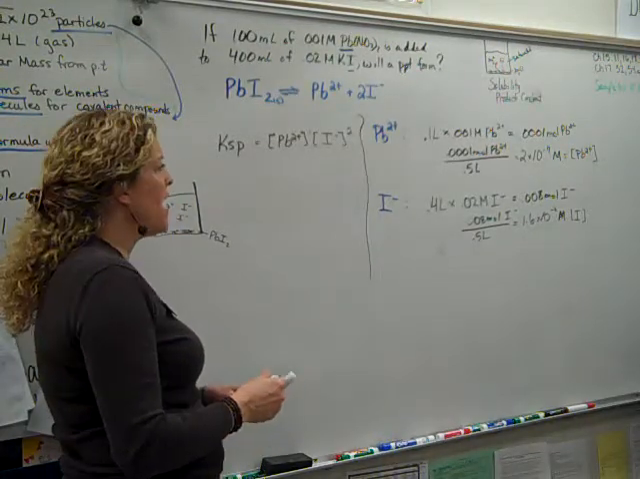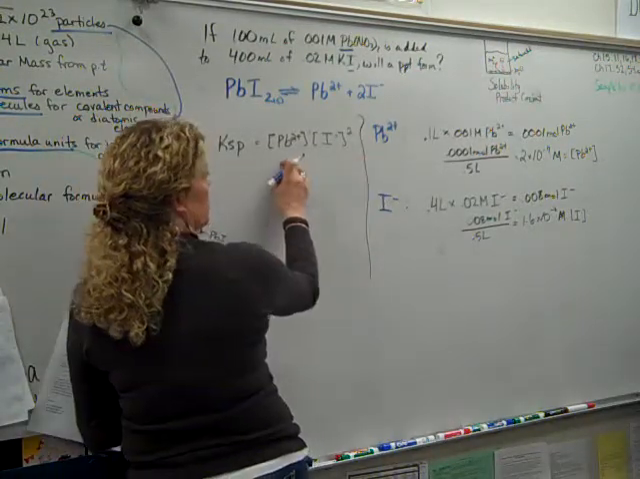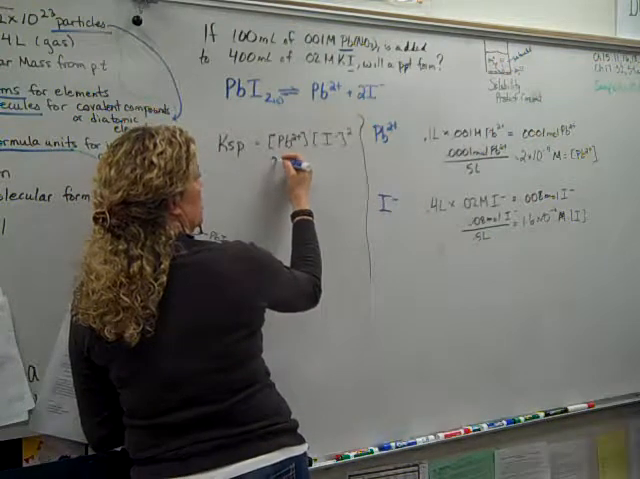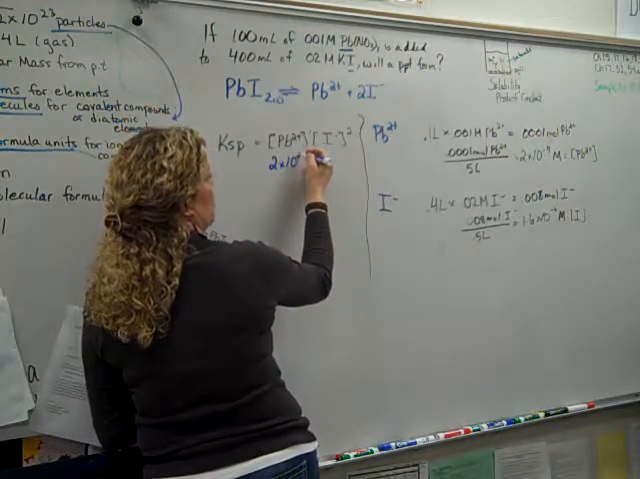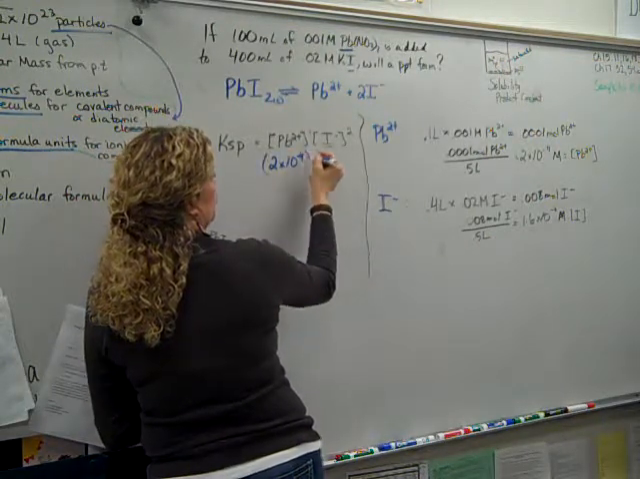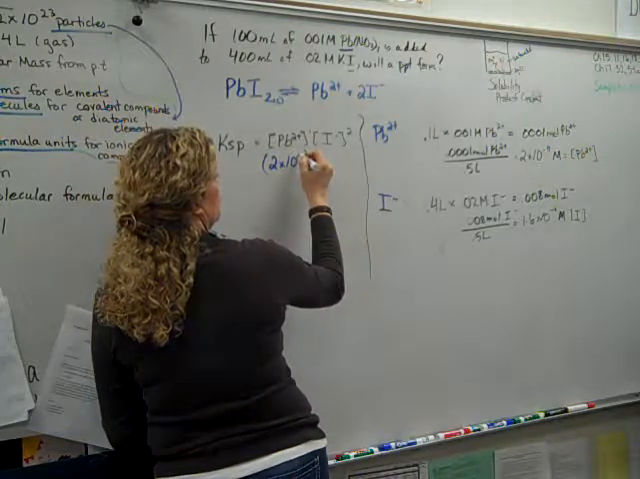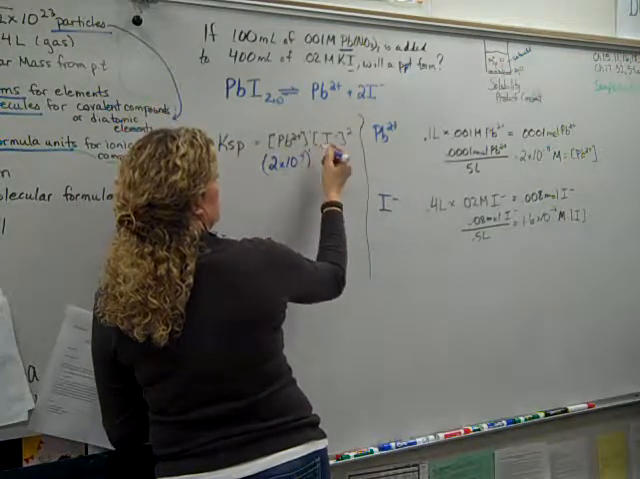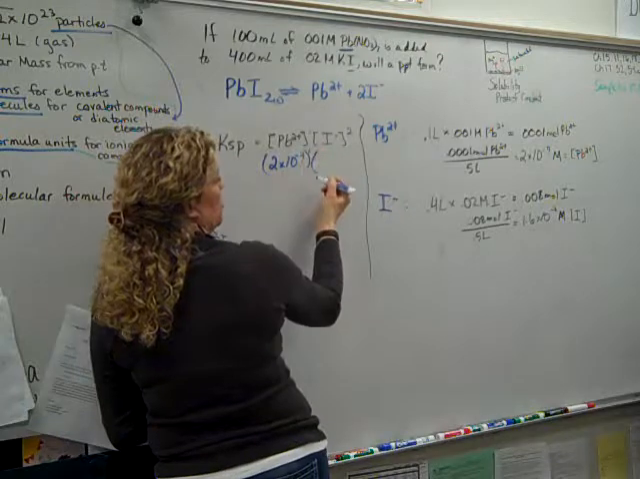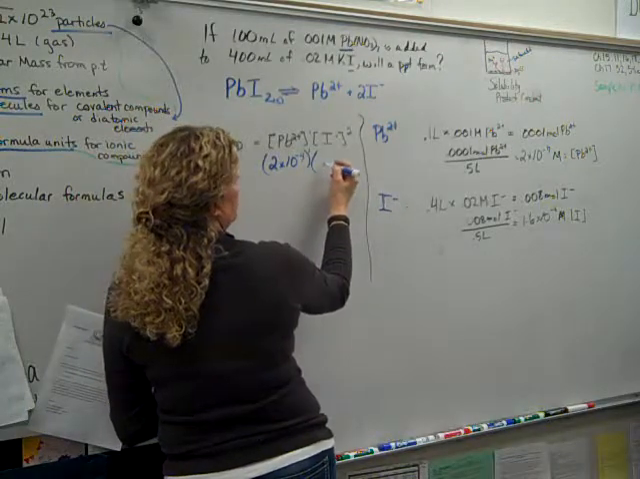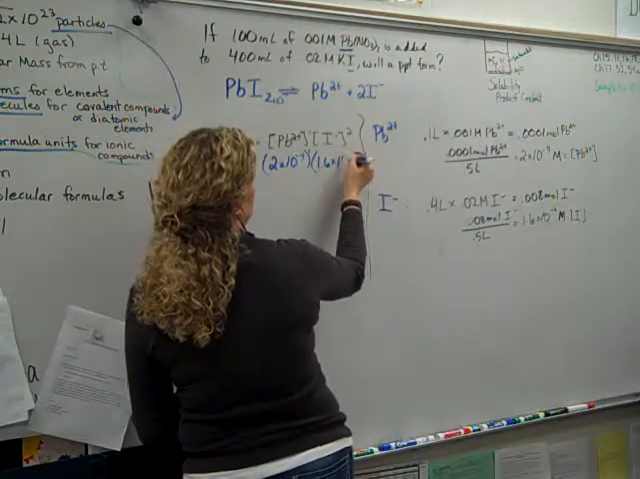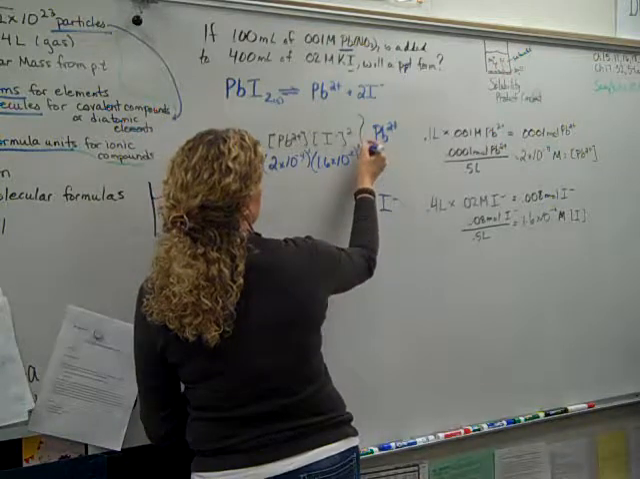So now all we have to do is plug these in here. For the lead, I'm going to plug in 2 times 10 to the negative 4, and I'm going to raise that to the first. And then for the iodide, I'm going to plug in 1.6 times 10 to the negative 2, and I'm going to raise that to the second.